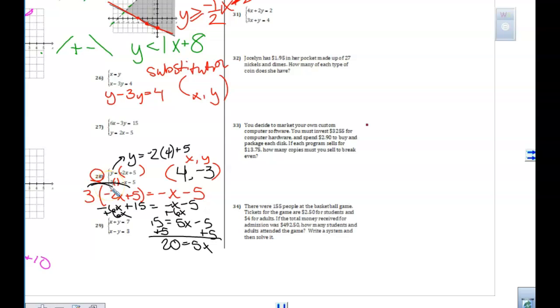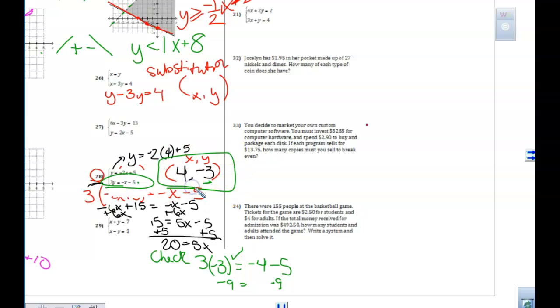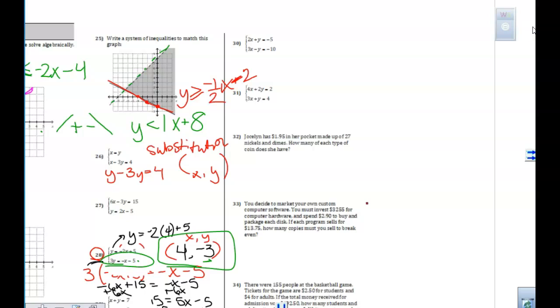I'm going to go to that second equation and do the check. When I do the check, you want to go to the equation that you didn't use to solve for the second variable. So I go 3, and I go, oh, y was negative 3. 3 times negative 3, does that equal negative 4 minus 5? And this is negative 9, and this side is negative 9. And it checks. So I know I put the letters in the right spot. If you put negative 3, 4, that's a different answer. Okay? So, question was 30.